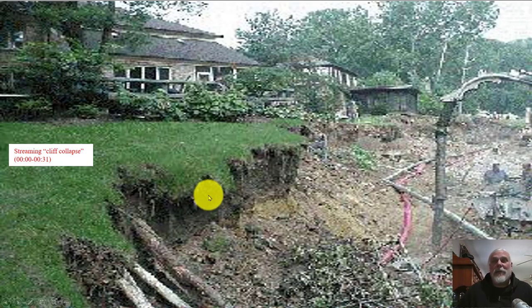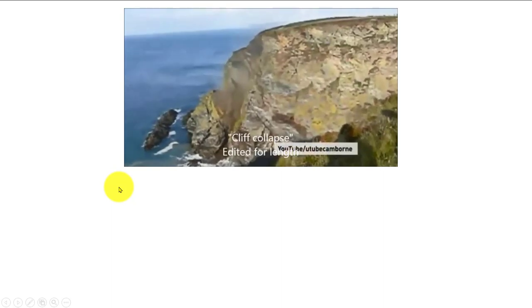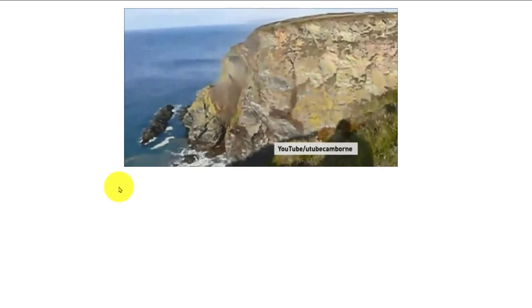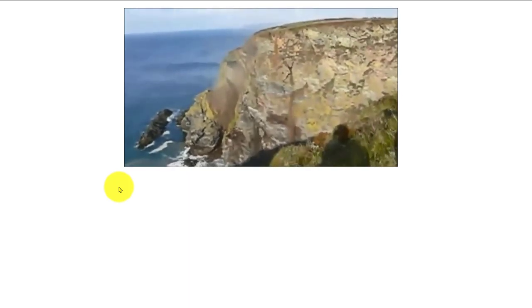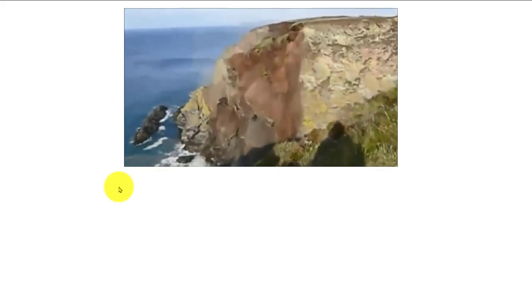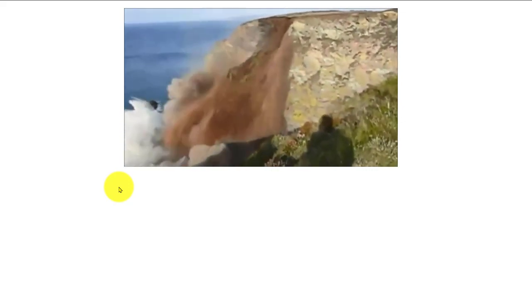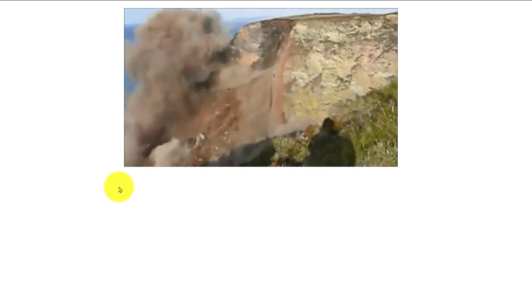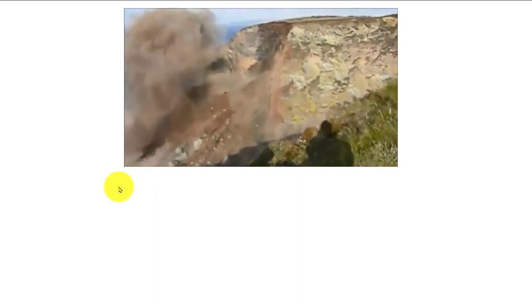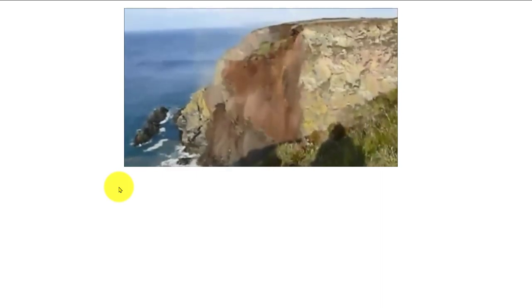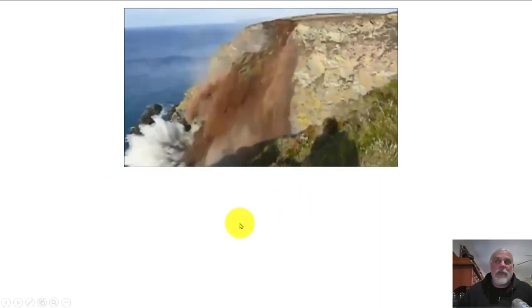It's called Cliff Collapse. A group of hikers in Cornwall got a first-hand look at coastal erosion in its most dramatic form. There it goes. This cliff collapse at Dead Man's Cove is the second to be reported on the same stretch of coast in recent weeks. It's believed climate change is the main cause of this type of erosion, as it's causing sea levels to rise.